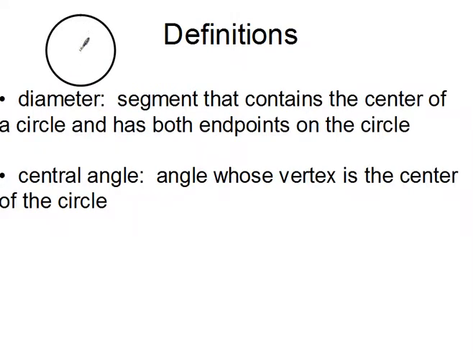All right, a diameter. It's a segment that contains the center of the circle and has both endpoints on the circle. So it goes through the center, both endpoints on the circle. And we know that the diameter is twice the radius. So depending on what they give you in a problem, you could convert to a radius or to a diameter.